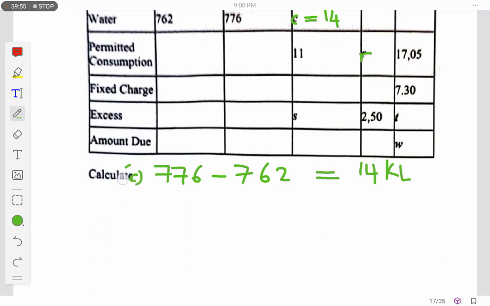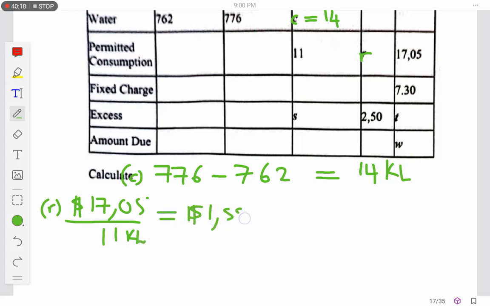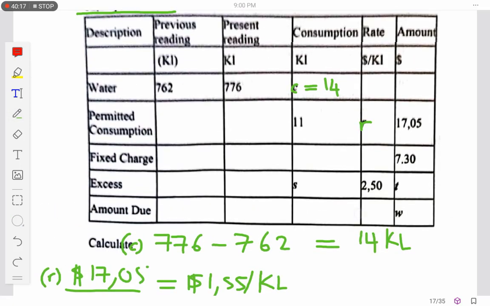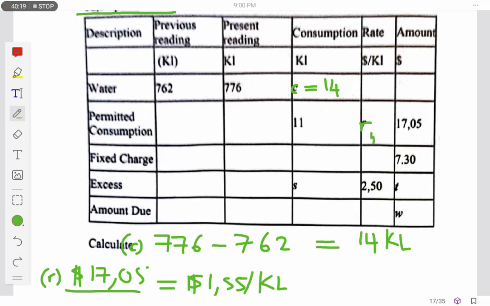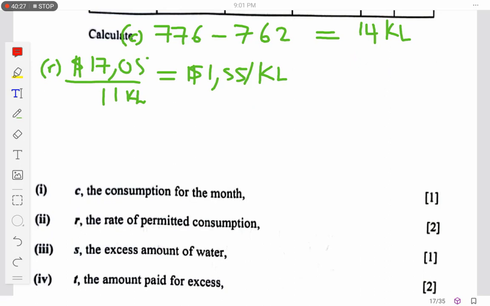So this was C. Now our R, we say $17.05 divided by 11 kiloliters. Okay, so if we divide, we get 1.55 dollars per kiloliter. So the R there is 1.55 dollars per kiloliter. Let's move on to the next one. So we are done with this one.